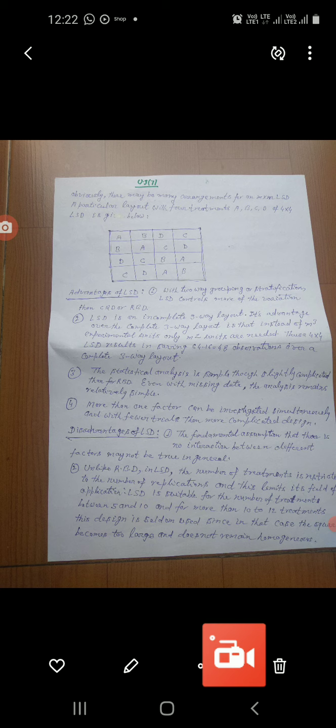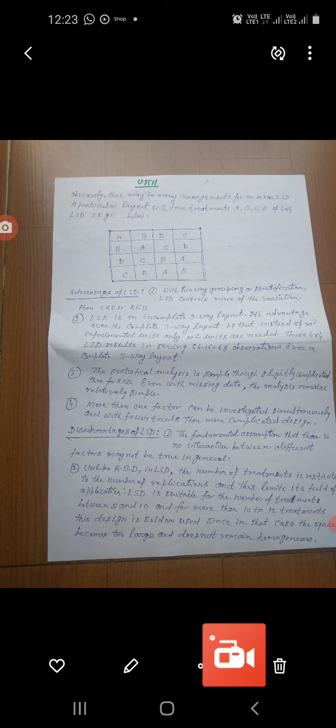Now the disadvantages of LSD. Number one point is that the fundamental assumption that there is no interaction between different factors may not be true in general. There is always an interaction effect between two treatments, but we generally ignore it.